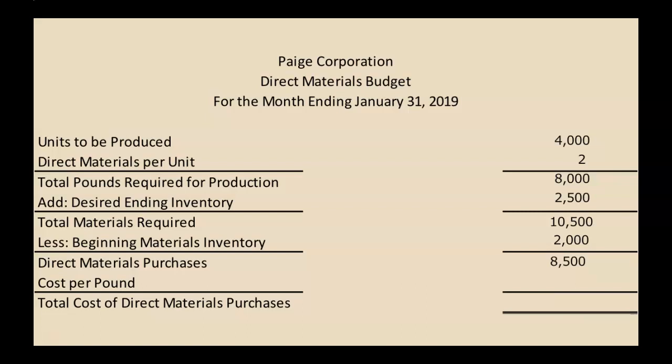Now, cost per pound, we were told that each pound of materials we think will cost $6. We multiply that with our direct materials purchases, and we see that we are expecting to have to pay $51,000 for our direct materials purchases this month.